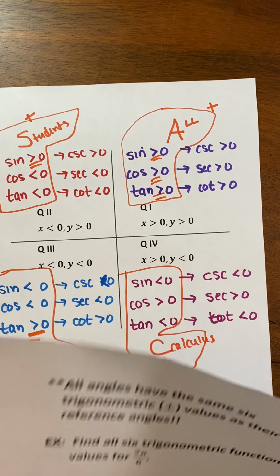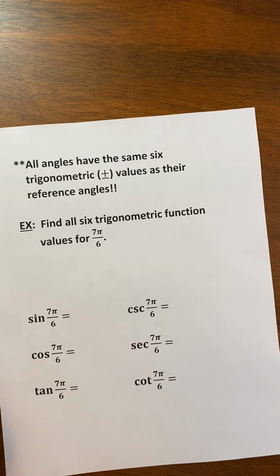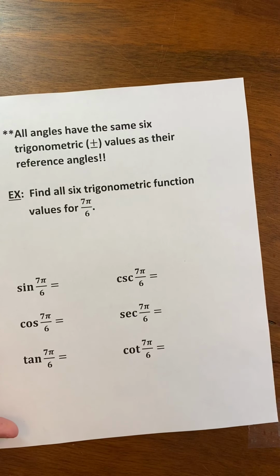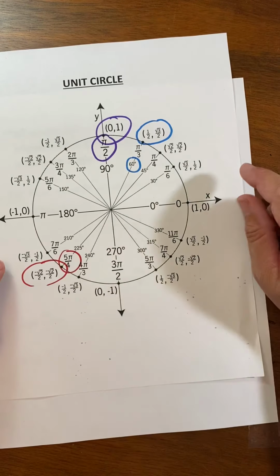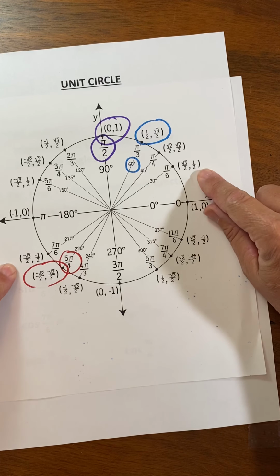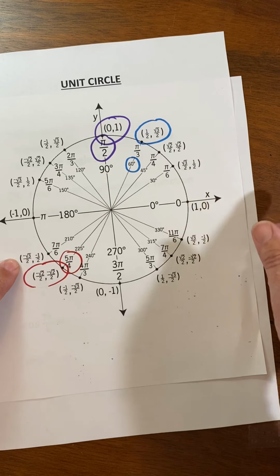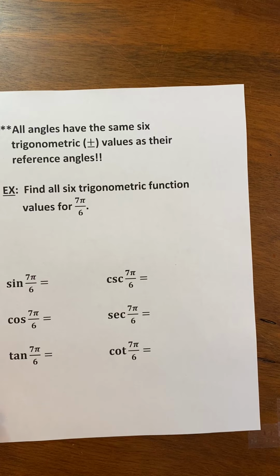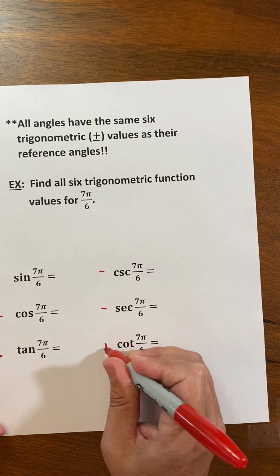All right, just a little side note. All angles have the same 6 trig values, maybe with a plus or minus sign, as their reference angle. So if we find all 6 trigonometric functions for pi over 6, for 7 pi over 6 we could just look at pi over 6. If we know everything about pi over 6, then we know everything about 7 pi over 6. So let's look at 7 pi over 6 and pi over 6. Notice they have the same x and y coordinates. These are just both negative, and those are positive. So 7 pi over 6 falls in the third quadrant. So I know this is going to be negative, negative, positive, negative, negative, positive. So keep that in mind.